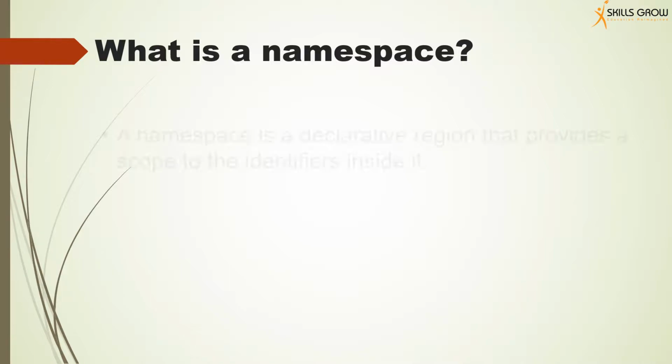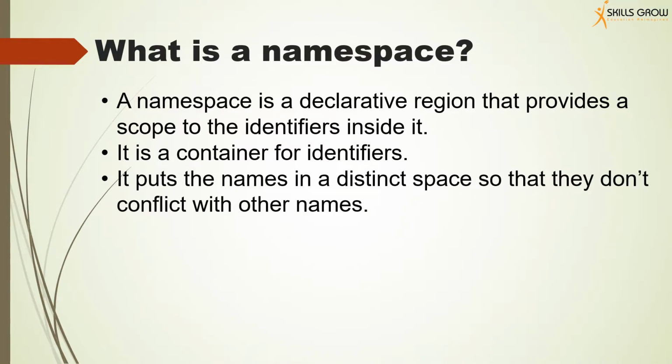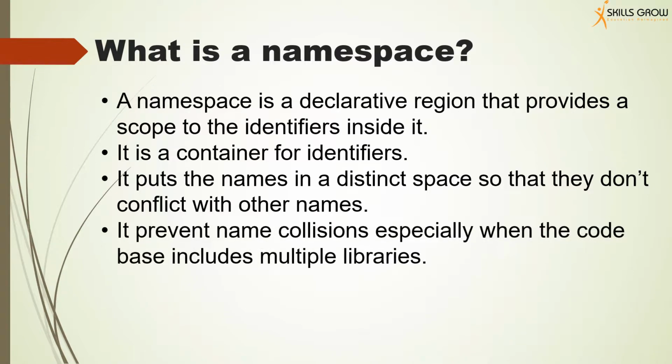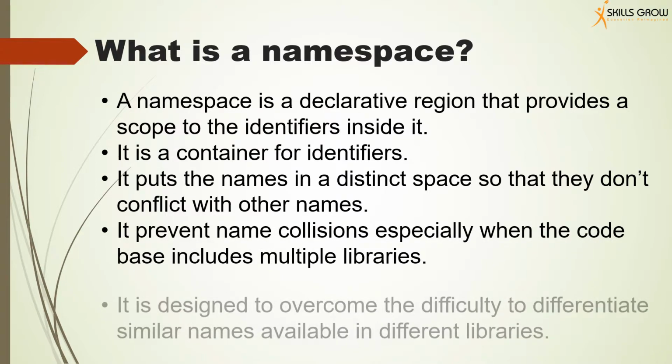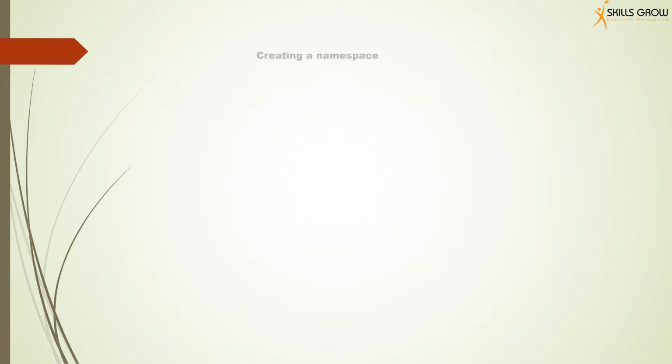What is a namespace? A namespace is a declarative region that provides a scope to the identifiers in it. It is a container for identifiers. It puts the names in a distinct space so that they don't conflict with other names. It prevents name collisions, especially when the codebase includes multiple libraries. It is designed to overcome the difficulty to differentiate similar names available in different libraries.